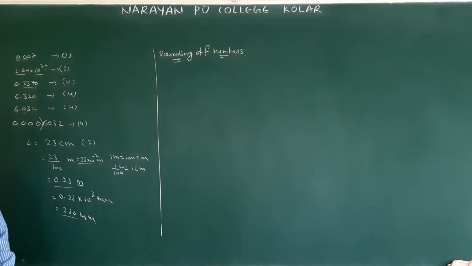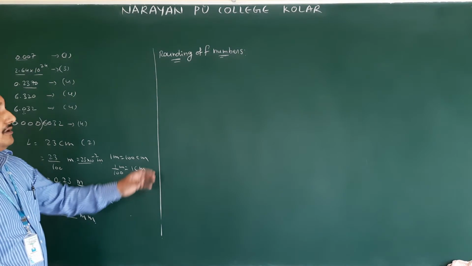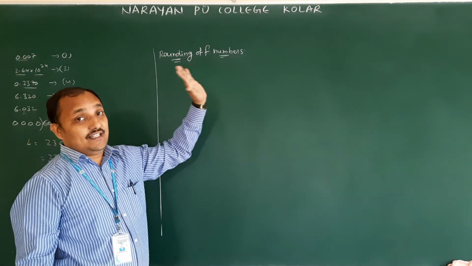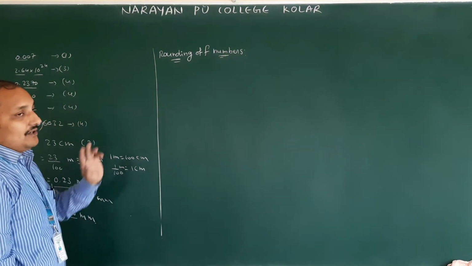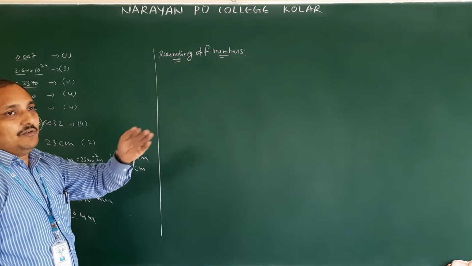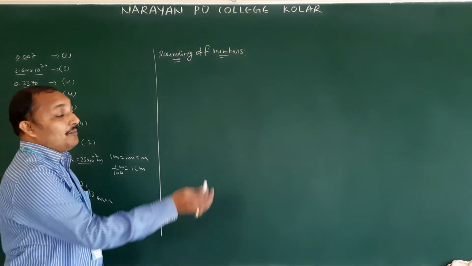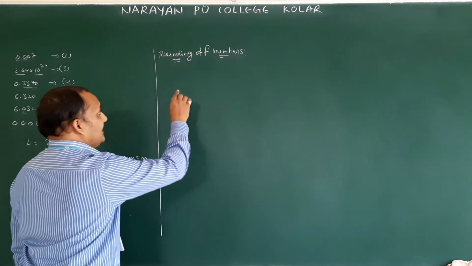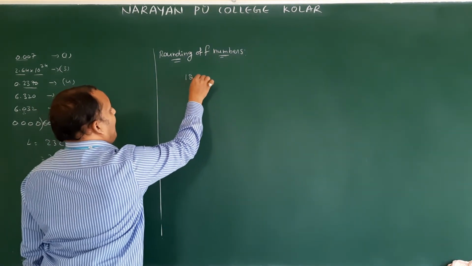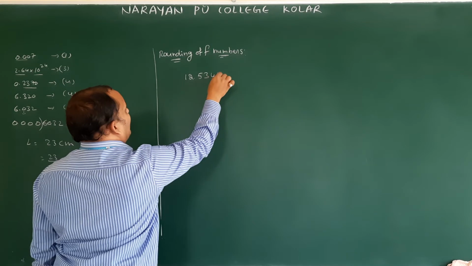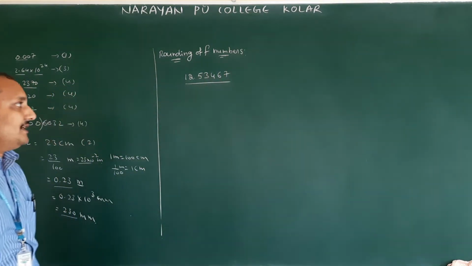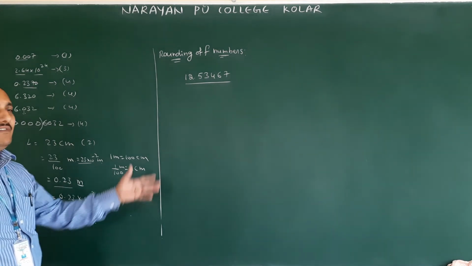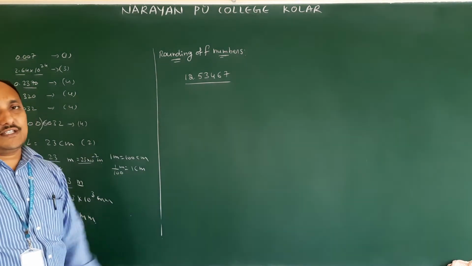Next, rounding of numbers. Now we are rounding numbers according to significant digits. How do we round? For this, again, there are 3 rules. If you are rounding up to a certain number of significant digits, let us assume 12.53467. This is one value. I am just giving you an example; you can take your own example.